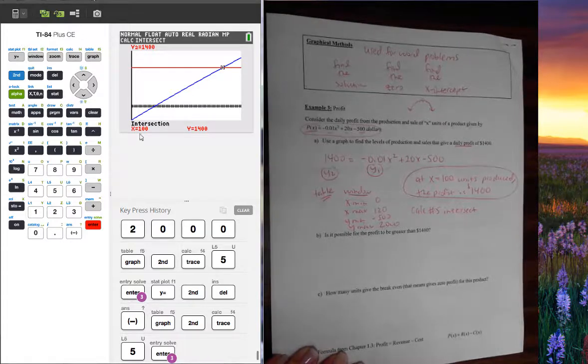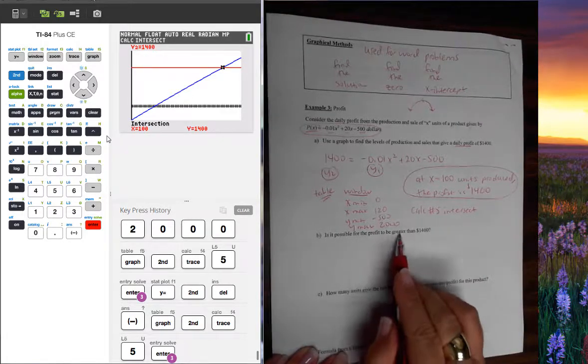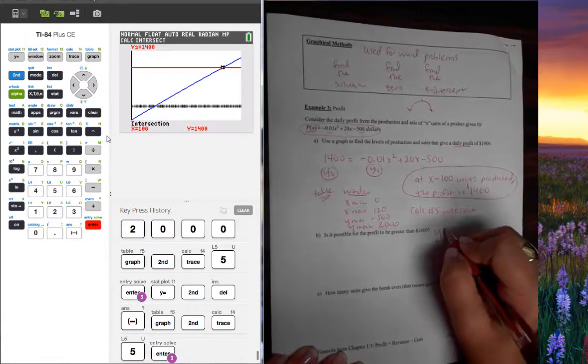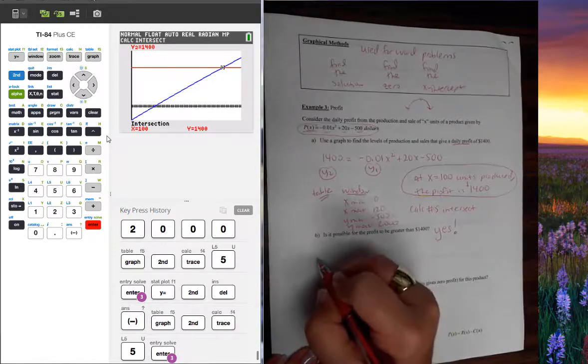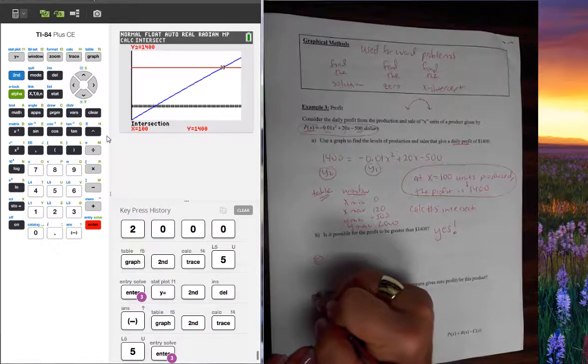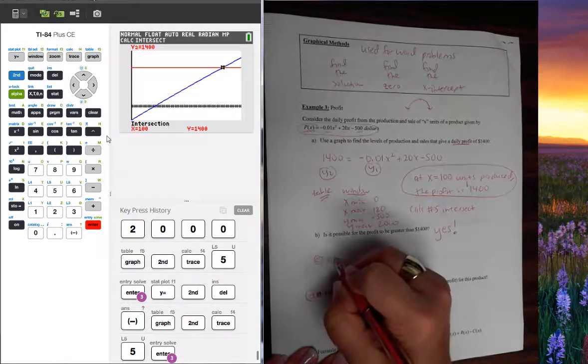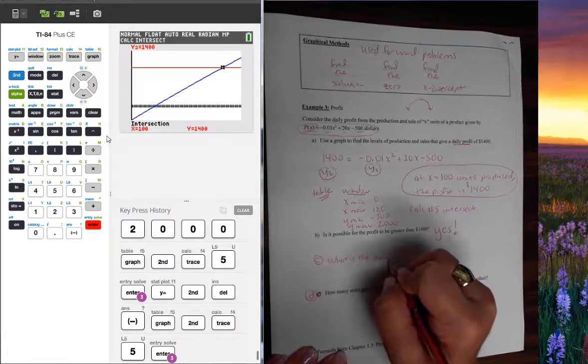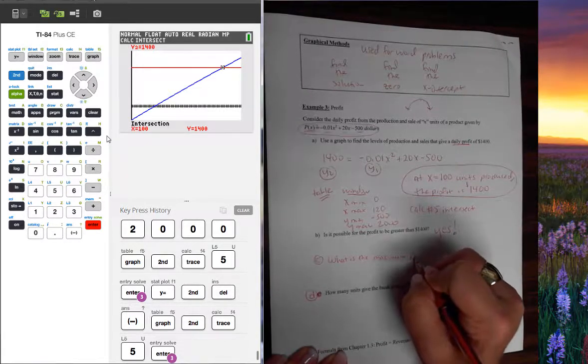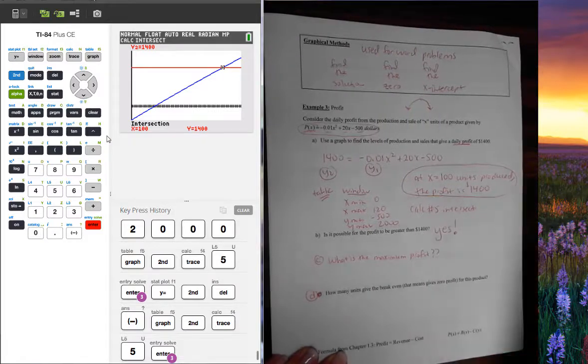Next question, is it possible for the profit to be greater than 1,400? Yes, we saw that already. Okay, I'm going to add a question right here, question C, and I'm going to change this one to question D. Question C, what is the maximum profit?